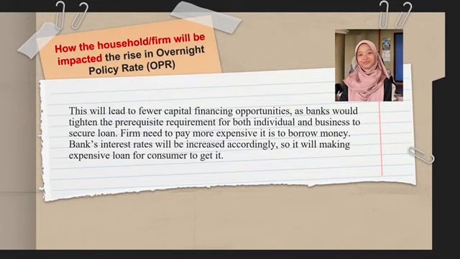Next, I will talk about question number 3, which is how households or firms will be impacted by the rise in the overnight policy rate, in short OPR. As you can see on the slide, this will limit capital financing opportunities, as banks would tighten the prerequisite requirements for both individuals and businesses to secure loans. Firms need to pay more as it is more expensive to borrow money. Bank interest rates will be increased accordingly, making loans more expensive for consumers to get.